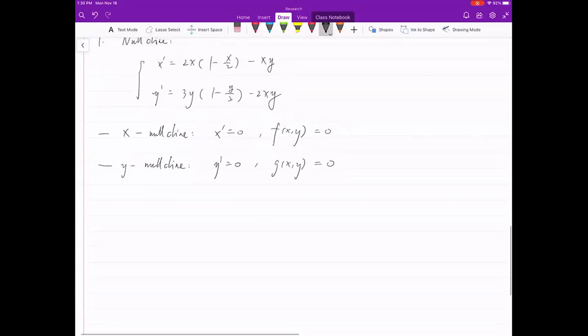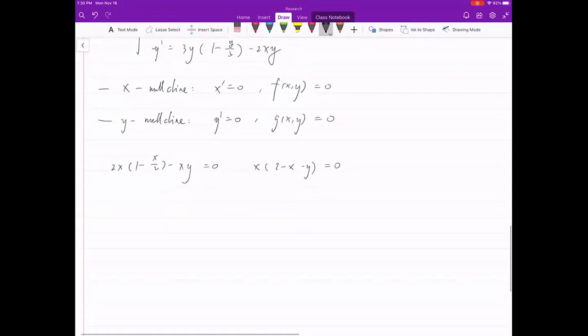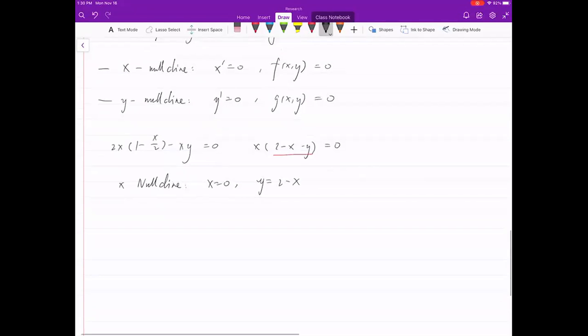All right. Then take this example. What do you mean by x nullcline? That's 2x(1 minus x over 2) minus xy equals 0, okay, which is x(2 minus x minus y) equals 0. So your x nullcline is x equals 0, or y equals... this one equals 0. So y equals 2 minus x.